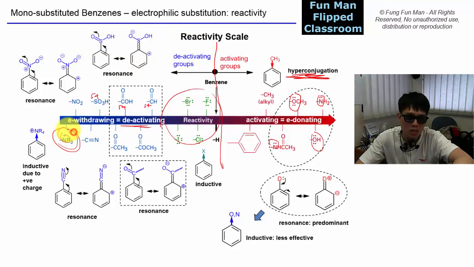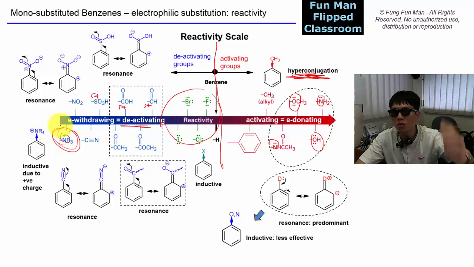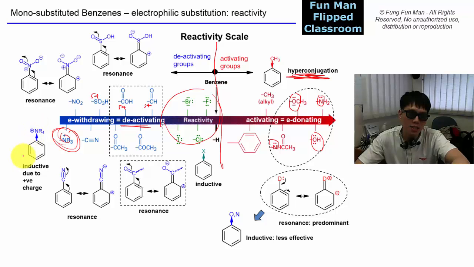For the last one, this is very special because there's no pi bond, so we can't do any electron arrow pushing. It is an inductive effect due to the net positive charge. This is the worst guy, the best deactivating group.